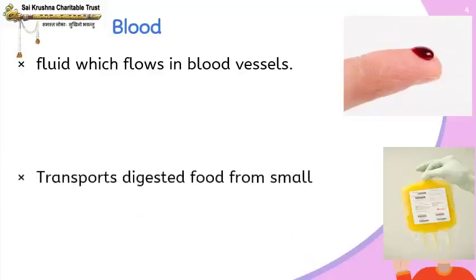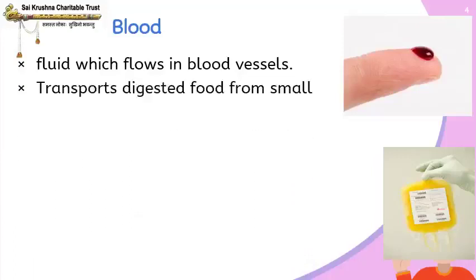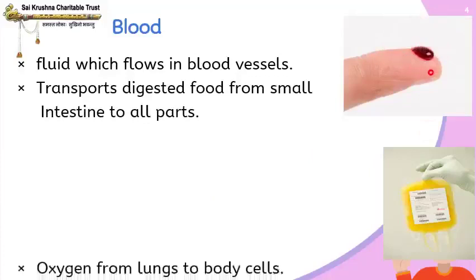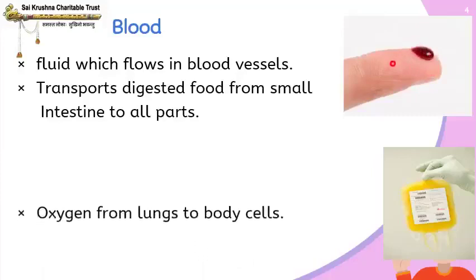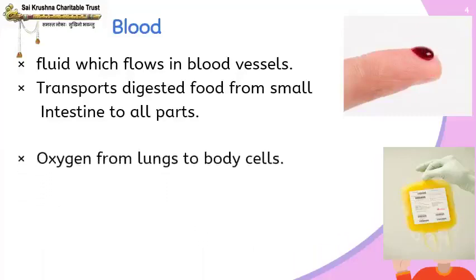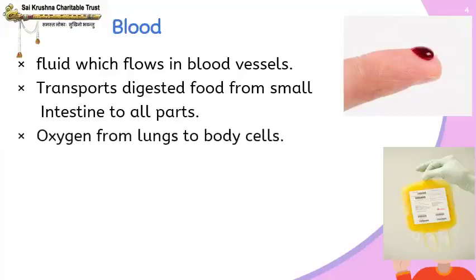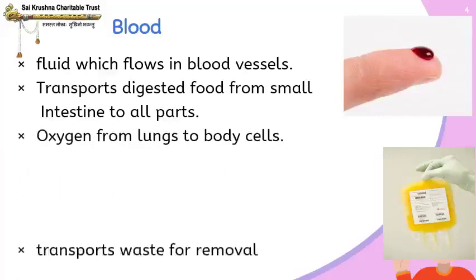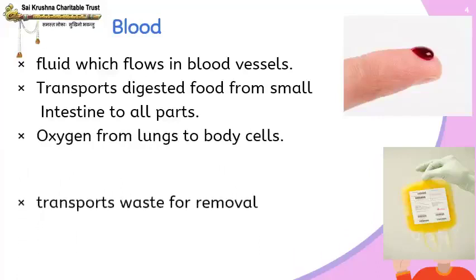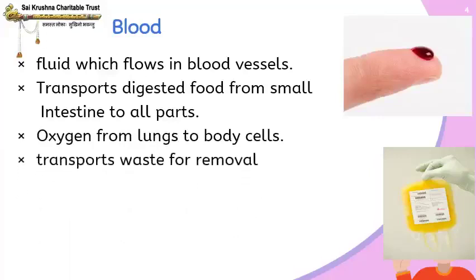The purpose is to transport digested food from the small intestine. The digested food from the stomach and small intestine, which is part of the stomach, gets transported to all the parts of the body. That is one of the main purposes of the blood. The next purpose of the blood is to take oxygen from the lungs to the body cells. That is the second purpose. The third purpose is to transport waste for removal. The waste gets removed from the body through the blood.